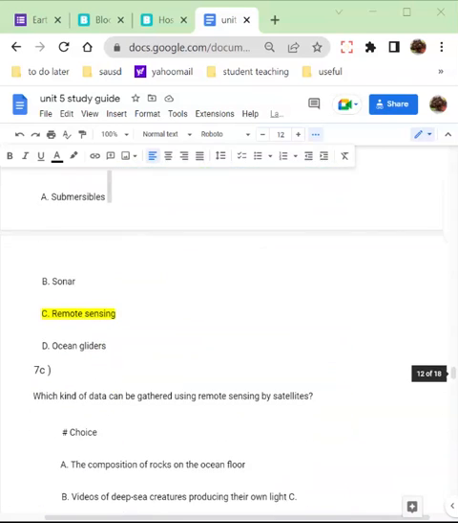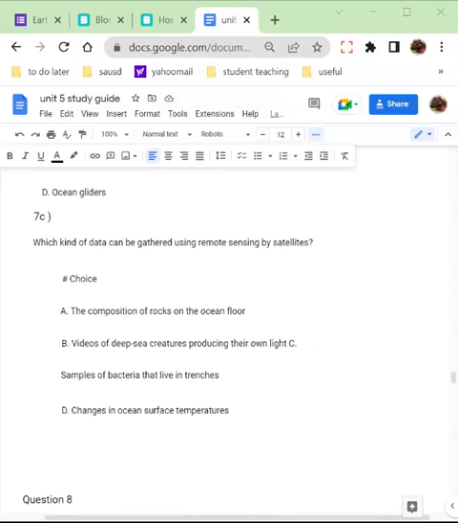Okay, real quick, 7C. We just talked about remote sensing satellites. They can track the change in ocean surfaces.